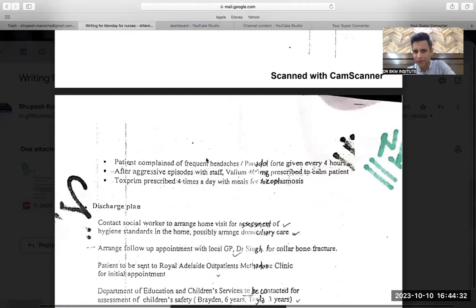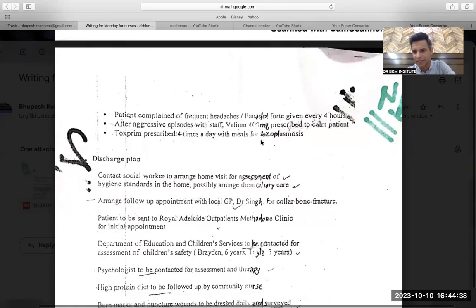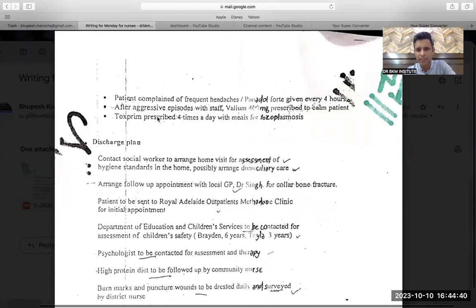Patient complained of frequent headaches for which Panadol Forte was given. She was aggressive, so Valium was prescribed to calm the patient. Valium was prescribed, and Toxoprime prescribed 4 times in a day with the meals for toxoplasmosis. That is the main condition we are talking about, toxoplasmosis.